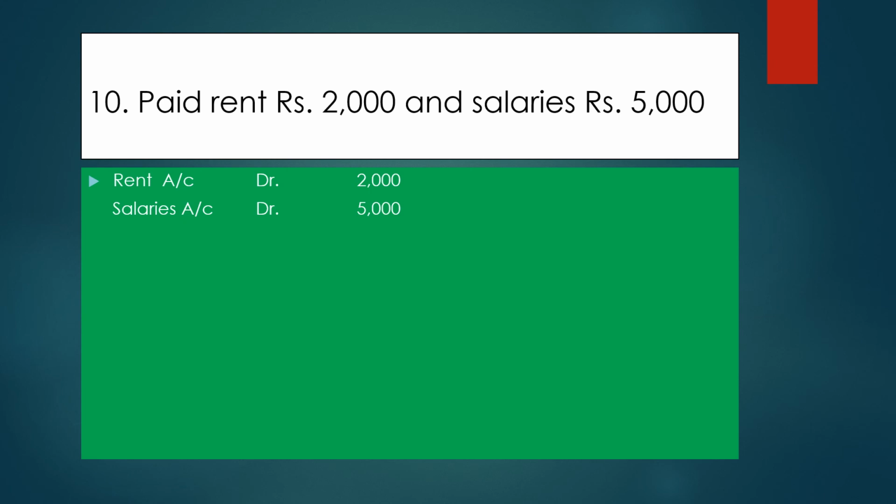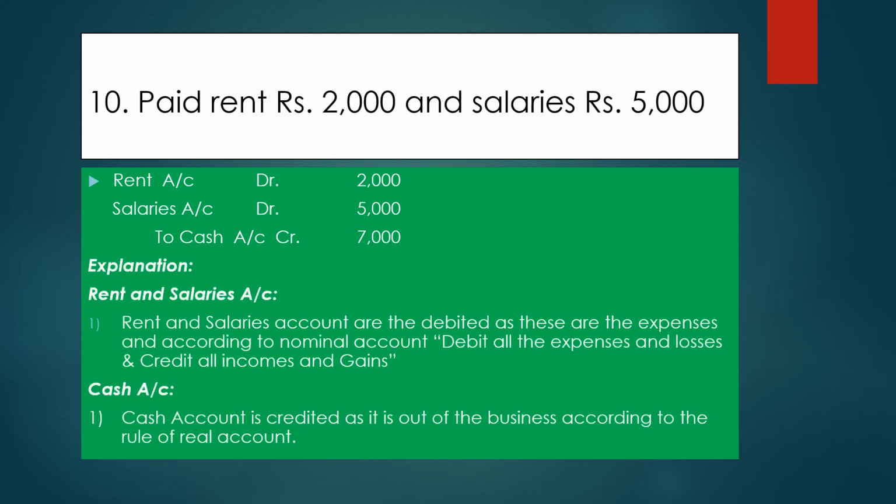Then in what form are they going out? To cash account credit 7000. So here this is one entry, and in one entry I am recording two transactions, that is rent and salaries. Because we are recording two transactions, this is called a compound entry. This is the new concept we have learned in this session. Now we are going to see the explanation for this.